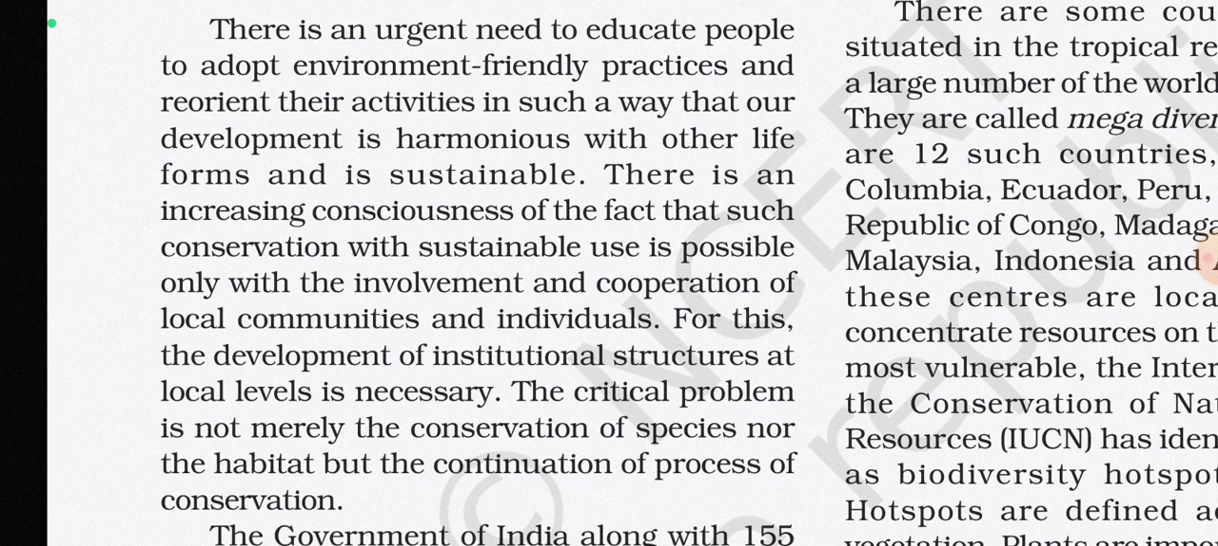There is an increasing consciousness of the fact that such conservation with sustainable use is possible only with the involvement and cooperation of local communities and individuals. For this, the development of institutional structures at local levels is necessary. The critical problem is not merely the conservation of species nor the habitat but the continuation of the process of conservation.